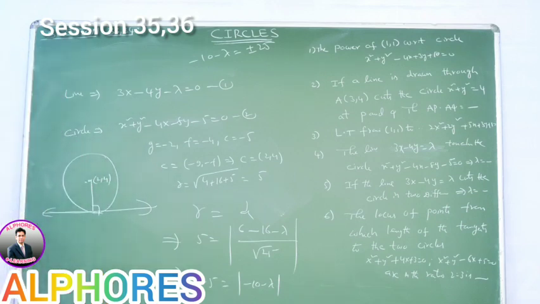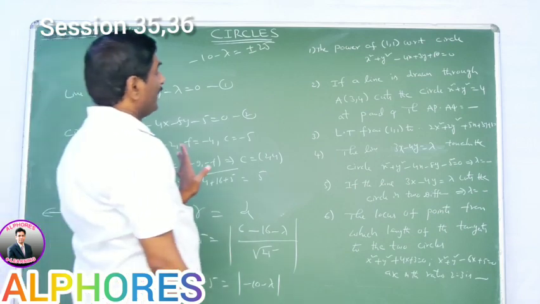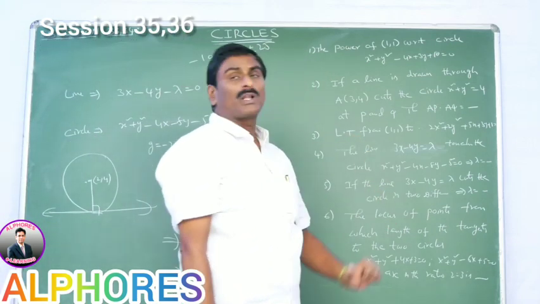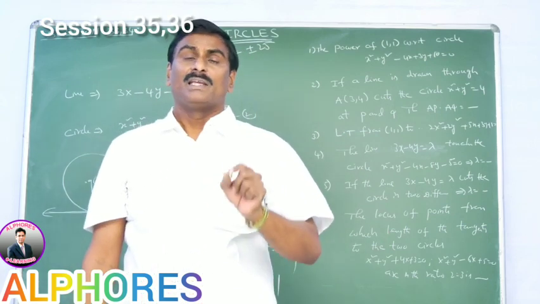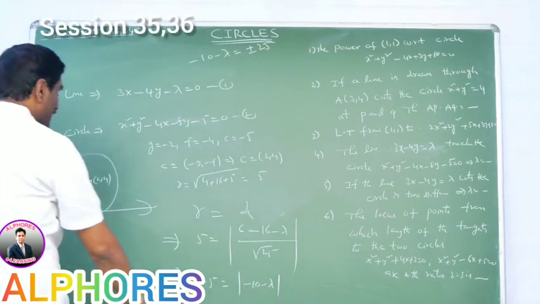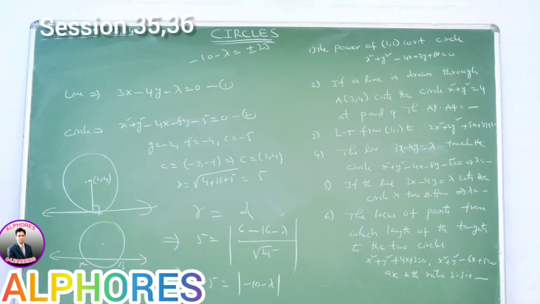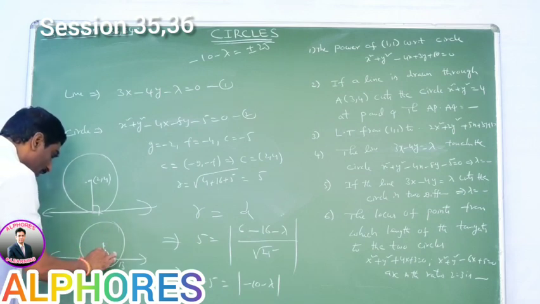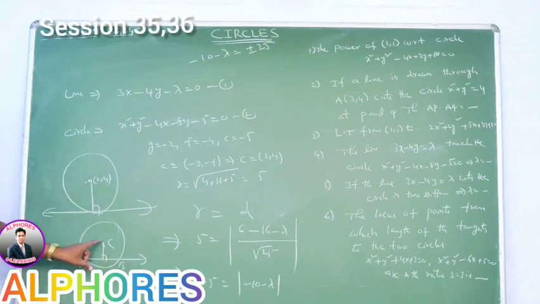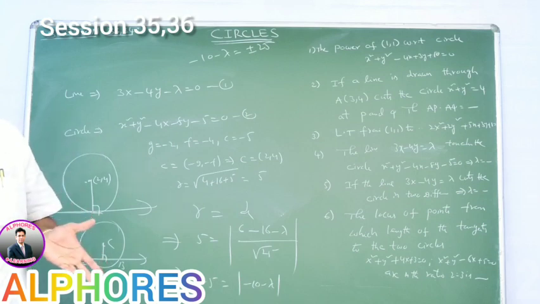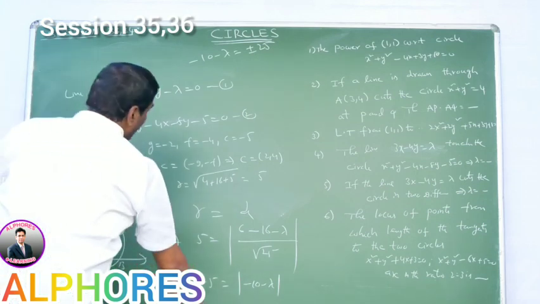Fifth one. Same process. In this case, the line cuts the same circle at two different points. What is the condition? If the line cuts the circle at two different points, that means it is a chord. It is a chord only when the perpendicular distance d from the center to the line is less than the radius. By using that condition, we find the range of values of lambda. Okay. Next. Write the fifth question.